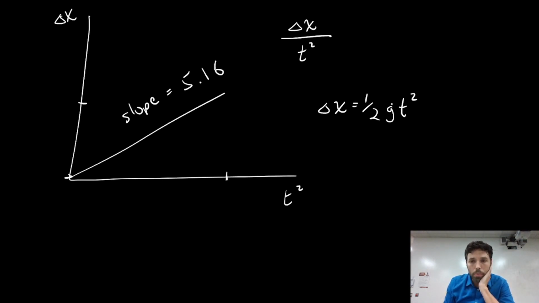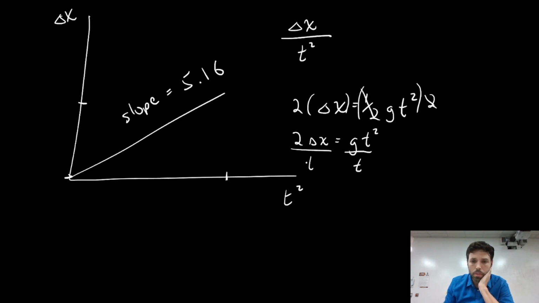I want to rearrange my equation for g. Okay, let's do that real quick. So I'm going to times 2 both sides. They cancel, the half and the 2 cancel. So now I have 2 times delta x equals g t squared. I'm going to divide by t squared. So these cancel. Now I got 2 delta x over t squared equals g.